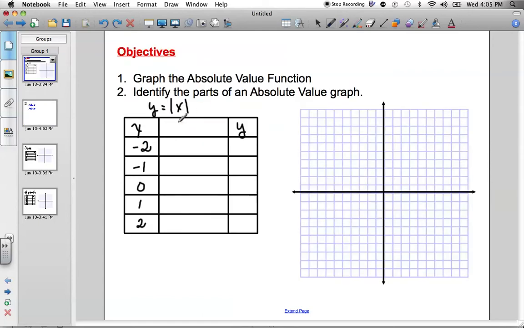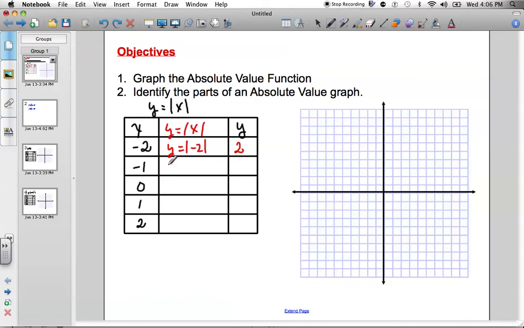Let's look at the parent equation here, y equals the absolute value of x. In our previous videos, we talked about finding the output values when we have given input values, and that's exactly what we're going to do here. When our input is -2, we substitute -2 into the equation y equals the absolute value of x. It's really saying y is the absolute value of -2. Well, what's the absolute value of -2? That's just 2, because -2 is 2 units away from 0 on the number line.